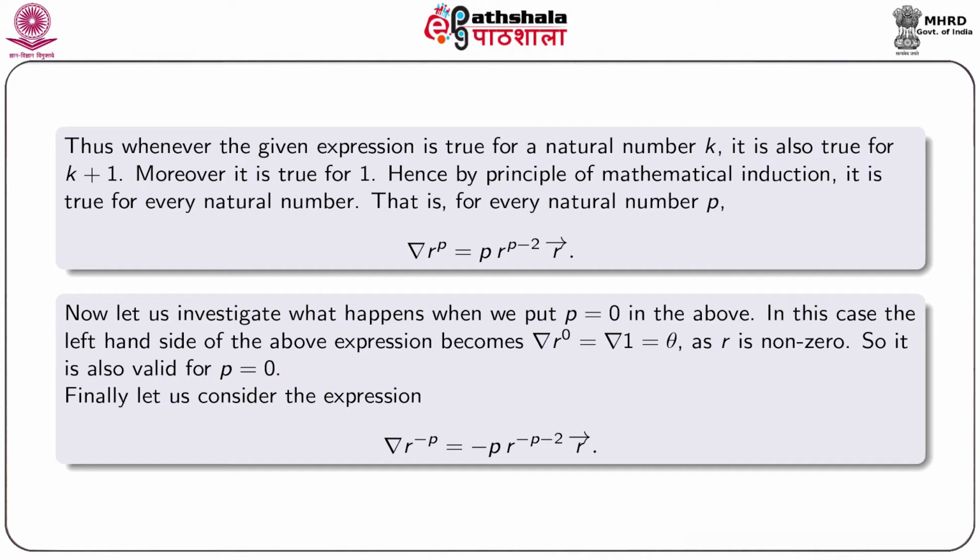Now, we have to prove the result for negative integral values of p. So, we consider the expression gradient of r to the power minus p equal to minus p r to the power minus p minus 2 vector r. So, our proposition will be proved if we can prove that this expression is true for every natural number p.